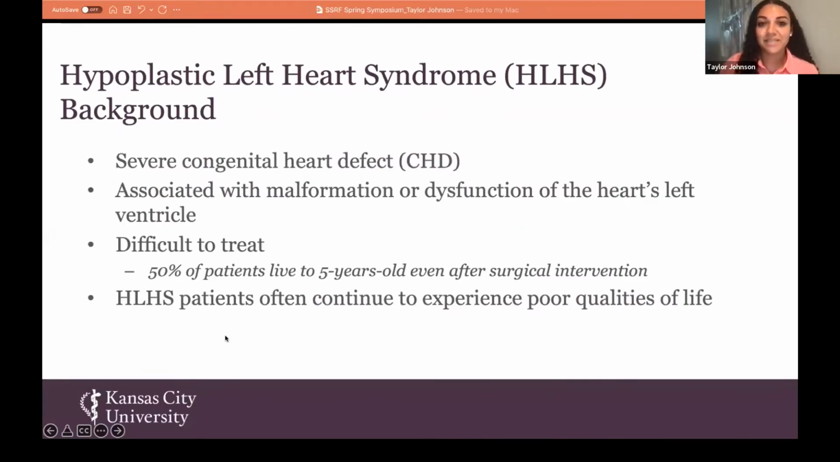Hypoplastic left heart syndrome is a congenital heart defect that is associated with the malformation or dysfunction of the heart's left ventricle. It is difficult to treat in that most of these infants will require multiple surgeries, and they will experience poor quality of life going forward and relatively short lifespans as well.